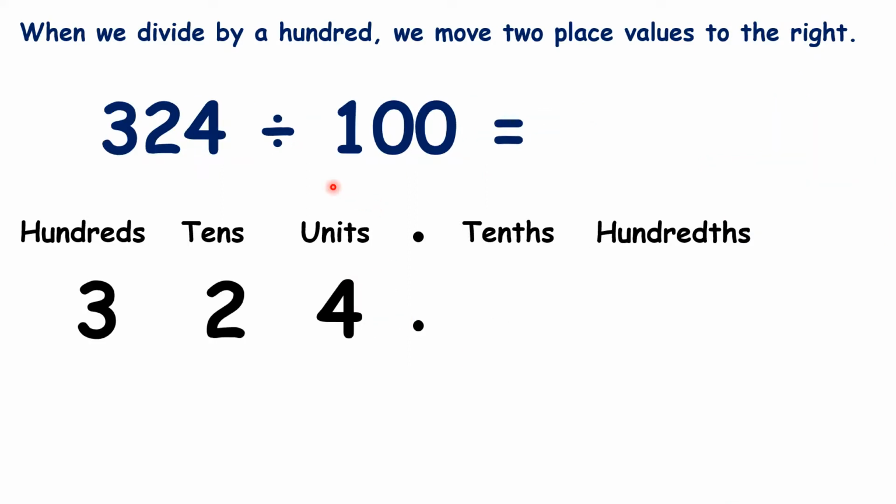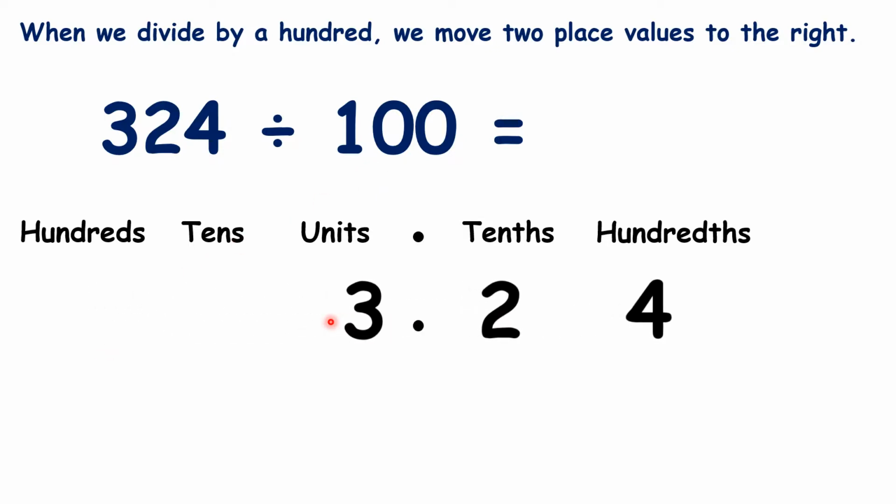But what is 324 divided by 100? Well, we're still dividing by 100, so we move 2 place values to the right. But now we have non-zero digits in our tenths and hundredths column, so we can't ignore them. We now have 3 units, 2 tenths, and 4 hundredths, so we have 3.24.